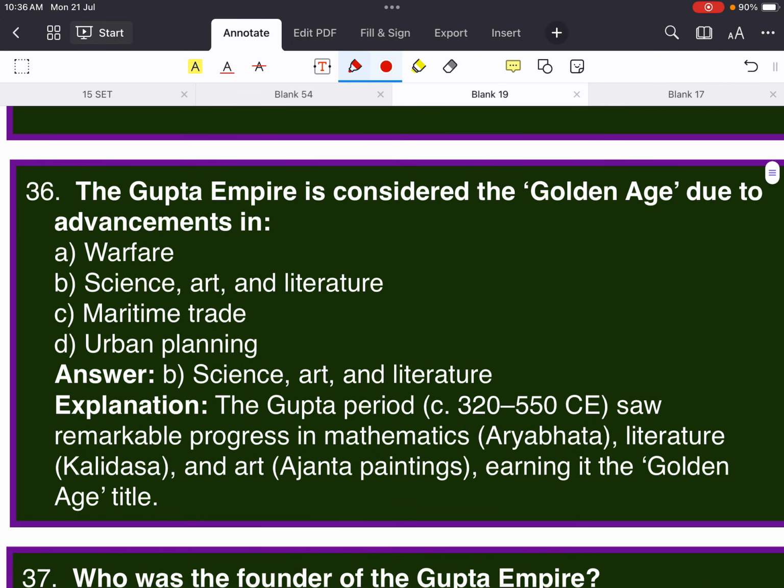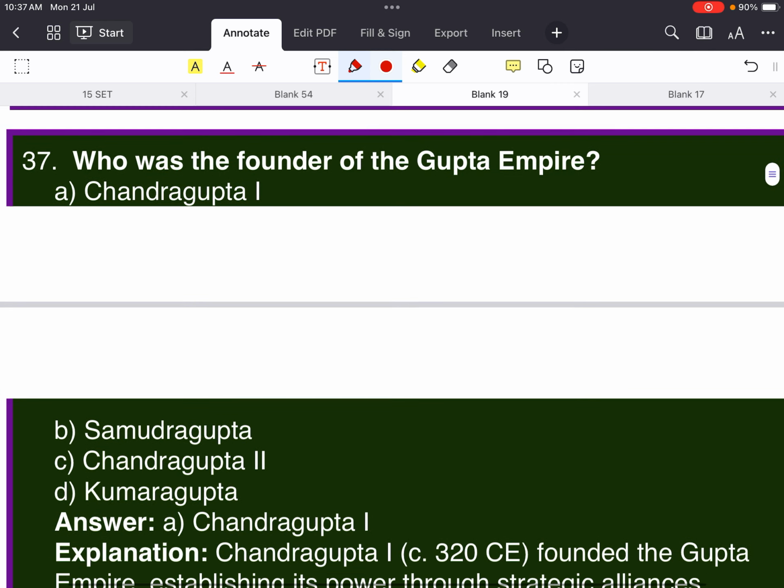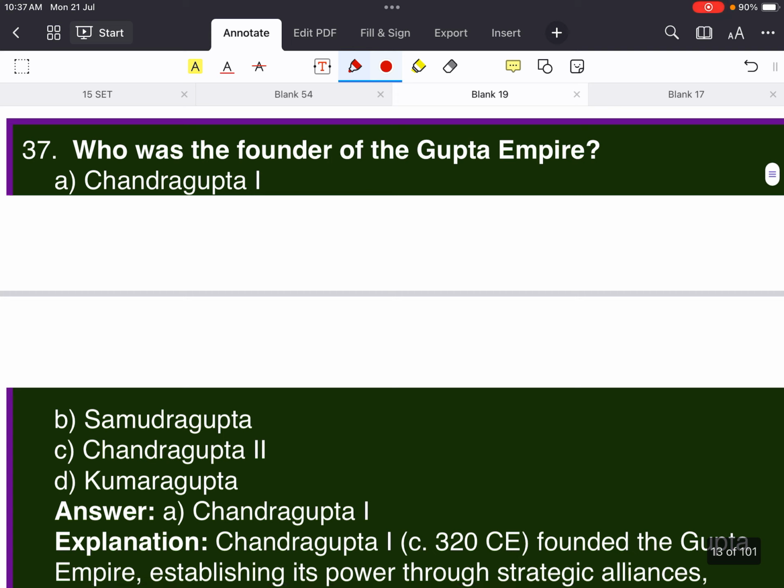Question number 36. The Gupta Empire is considered the golden age due to its advances in science, art and literature. Option B. The Gupta period saw remarkable progress in mathematics, that is Aryabhatta, literature, Kalidas, and art, Ajanta paintings, earning it the golden age title. Who was the founder of Gupta Empire? That is Chandragupta I, the founder of Gupta Empire.